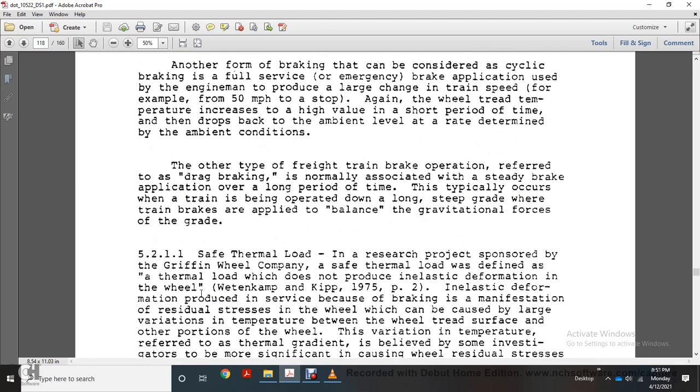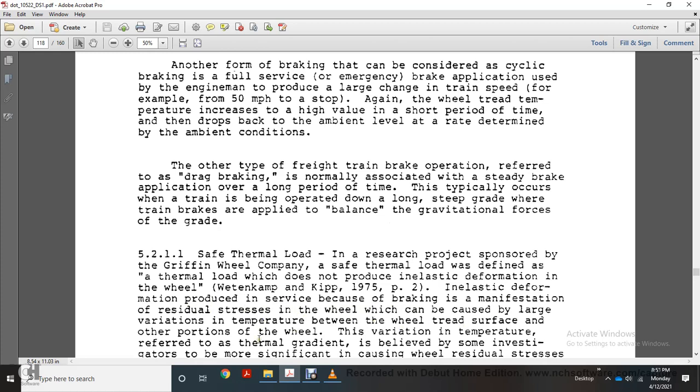5.2.1 Safe thermal load. In a research project sponsored by the Griffin Wheel Company, safe thermal load was defined as the thermal load which does not produce elastic deformation in the wheel (Wetenkamp and Kipp, 1975, page 2). An elastic deformation proceeds to produce surface cracking and manifestation of residual stress in the wheel, caused by a large variation of the temperature between the wheel tread surface and the other portion of the wheel.